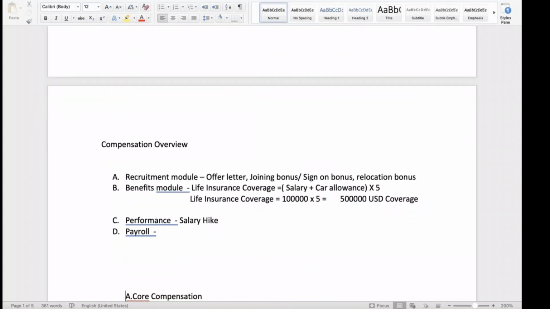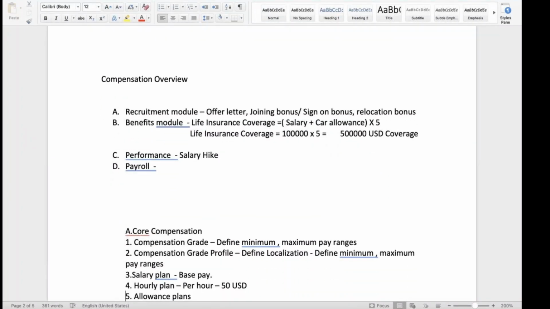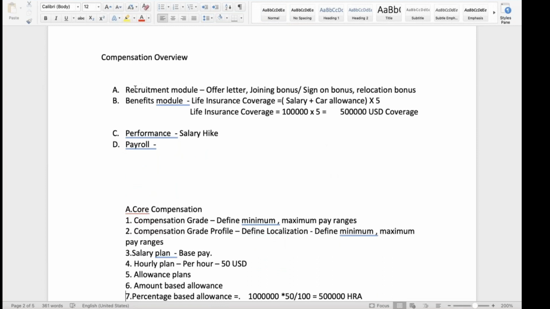Compensation in Workday is of two types: core compensation and advanced compensation. Compensation also has a dependency on the recruitment module, benefit module, performance module, and payroll to process gross to net amount. Okay, these are the examples we discussed.